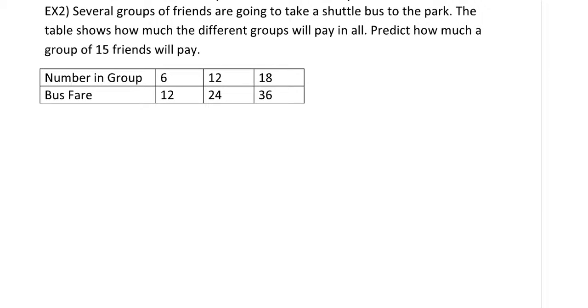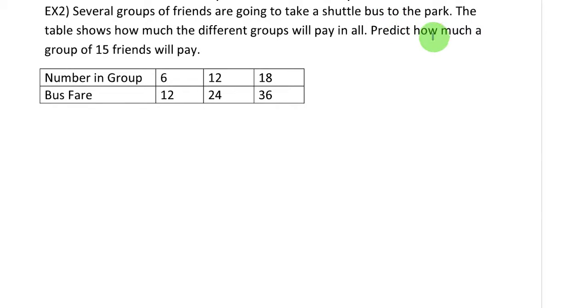In the last problem we were looking at rates and ratios, and now we're going to look at a word problem and see what we can get. Several groups of friends are going to take a shuttle bus to the park. The table shows how much the different groups will pay in all. Predict how much a group of 15 friends will pay.